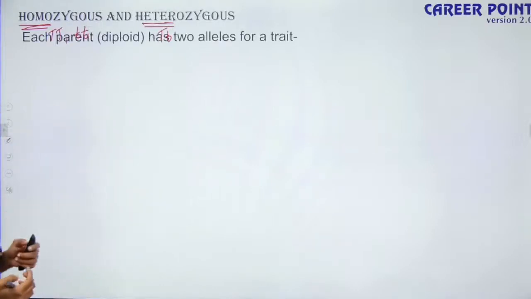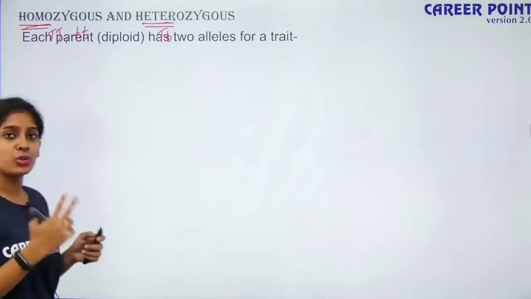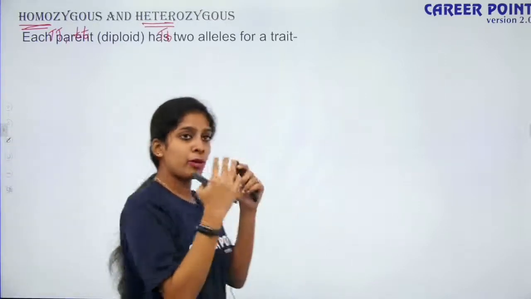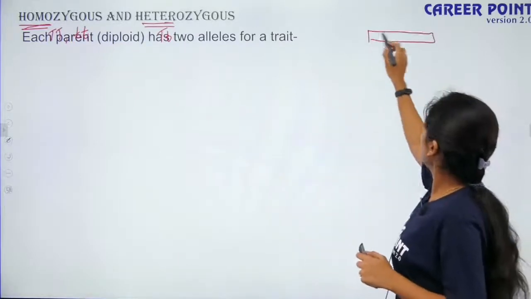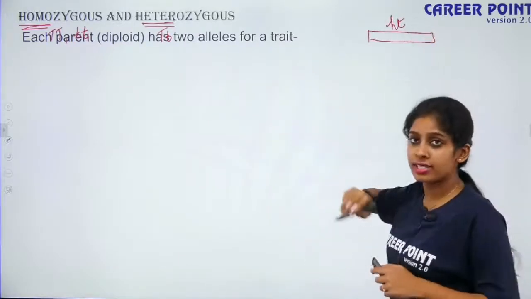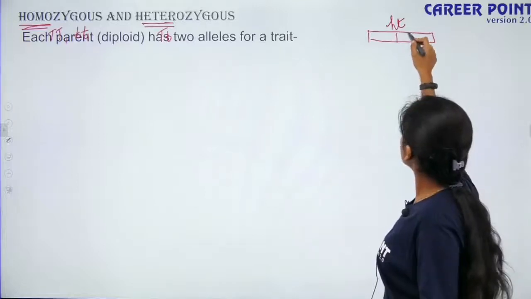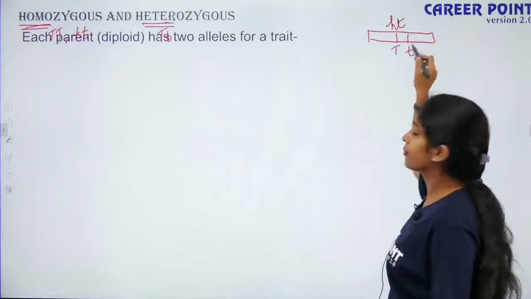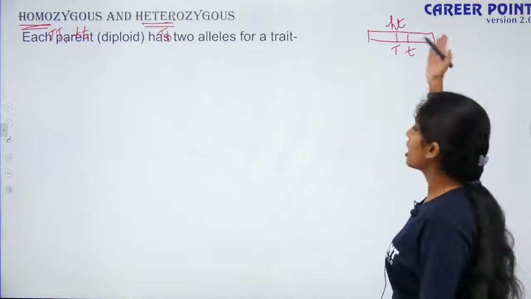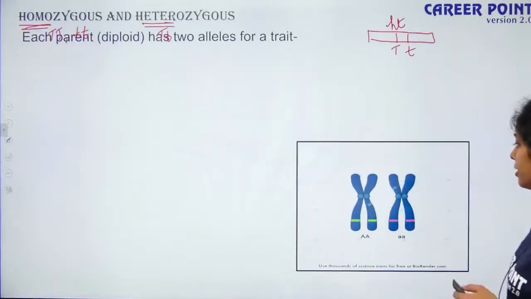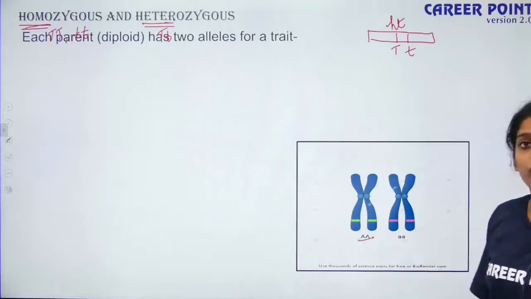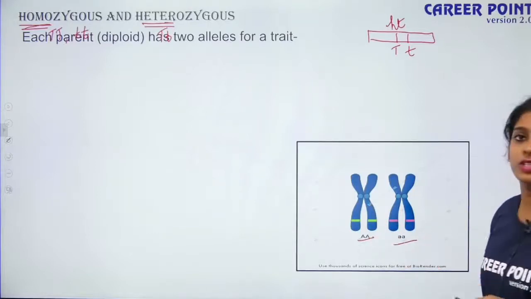This is what essentially I am going to define for you. Each parent, that is a diploid parent, has two alleles for a trait. For example, we also have the gene for height. Say this is the gene for height and we have two alleles here, capital T, small t. So a diploid cell has two alleles for a trait. For example, this is your dominant homozygous, this is your recessive homozygous.